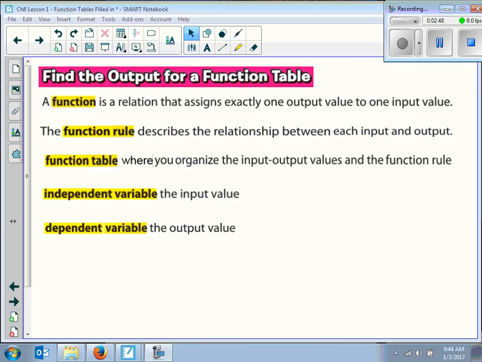Yes. The function rule describes the relationship between each input and output. Okay? The function rule is the expression that was in the second column. So the function rule describes the relationship. So when we're talking about the hummingbird, it's the number of seconds times the number of beats. Okay? A function table is where you organize the input-output values and the function rule. And that function table is what we had with the 3 columns for the hummingbird.